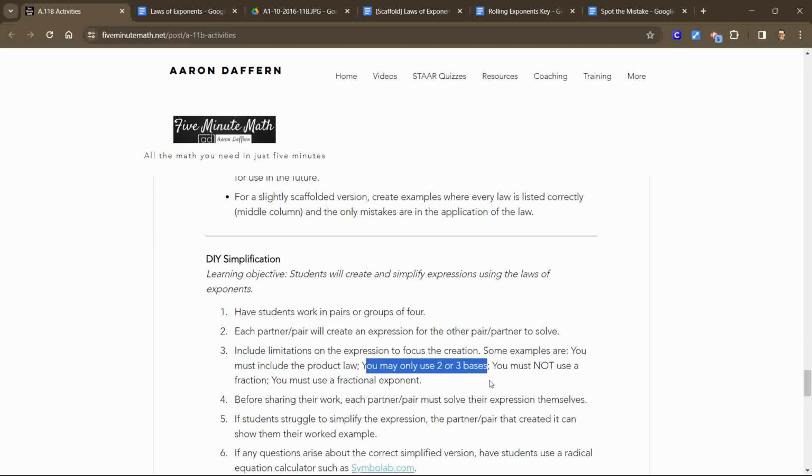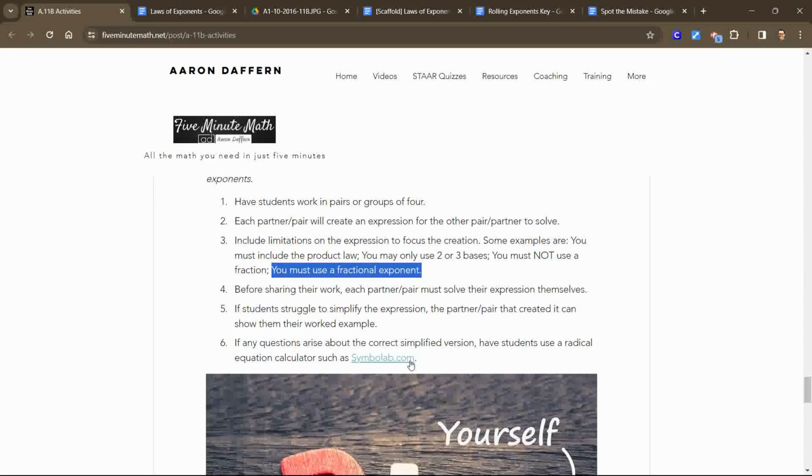Maybe your limitation is you must not use a fraction, or maybe your limitation is you must use a fractional exponent if you want to focus on those radicals. So you want to give them some limitations, just have them create something. Now, before they share the work with their partner, they need to solve the expression themselves. If the students, once they switch, struggle to solve their partner's or the other pair's expression, then the one that created it can actually help them solve it.